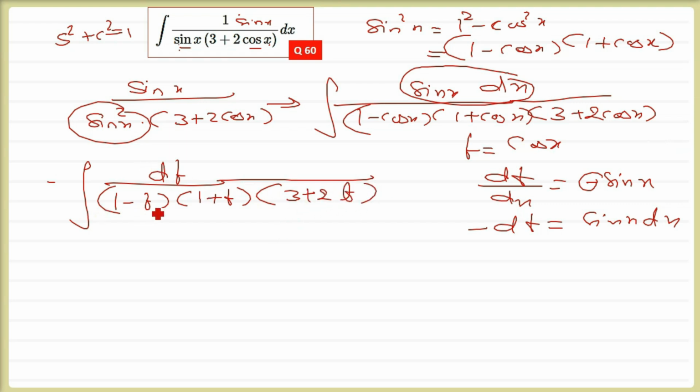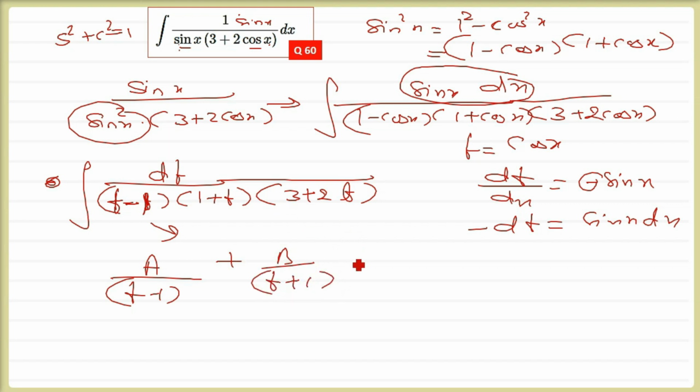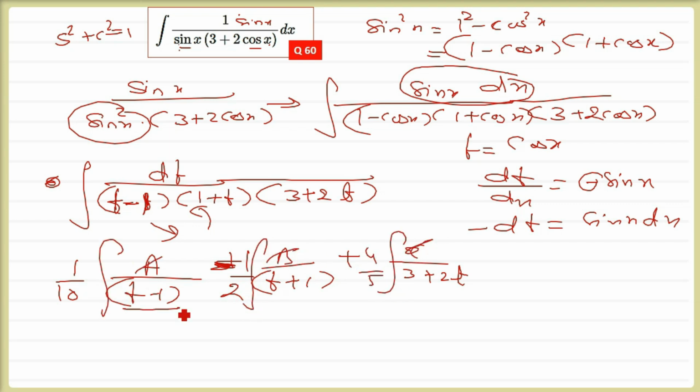Now you can just remove this negative in front by taking t minus 1 in place of 1 minus t. Because when you take t minus 1, negative will come out. Negative was already outside, that will get cancelled. And when you take the partial fraction, it will be a divided by t minus 1, b divided by t plus 1, and then c divided by 3 plus 2t. ABC you can compute easily. So I'll tell you what the ABC is going to come. A will be 1 by 10, and b will come as negative 1 by 2, and c will be equal to 4 by 5. And when you integrate this will be log t minus 1.